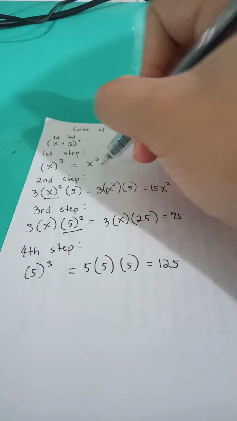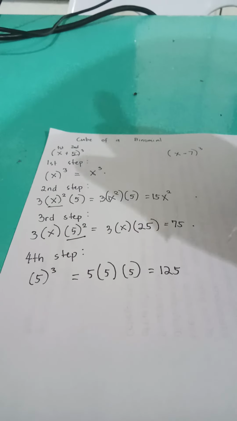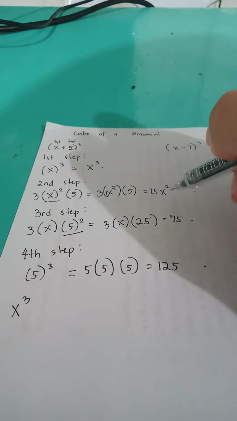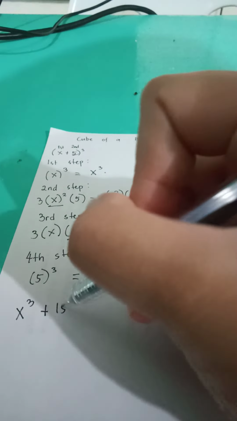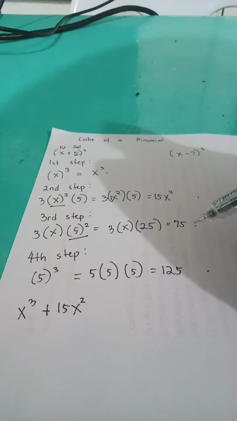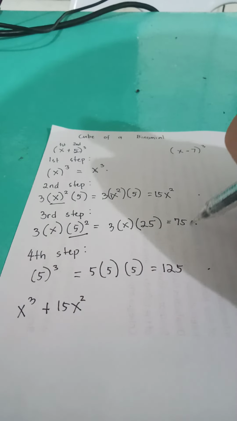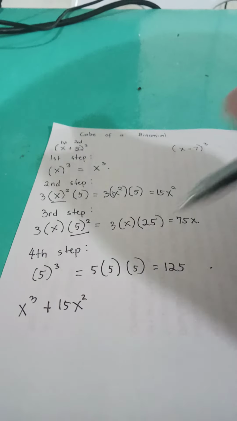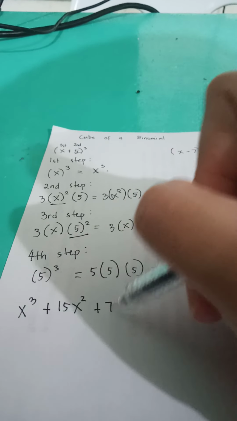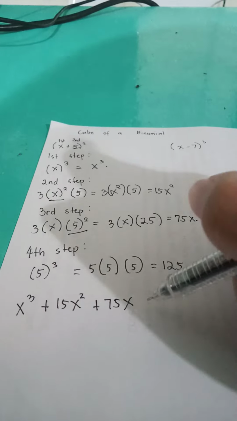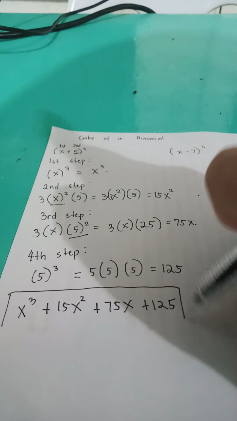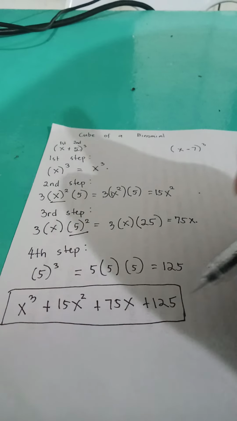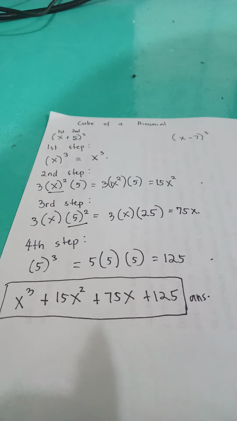After this, we are going to write our final answer. This is the first step, second step, third step, and fourth step. So we have x cubed. Since it is positive, our operation here is plus. Then 15x squared plus, by the way, we copy the x here. So that is 75x, plus 125. So therefore, this is now our final answer.